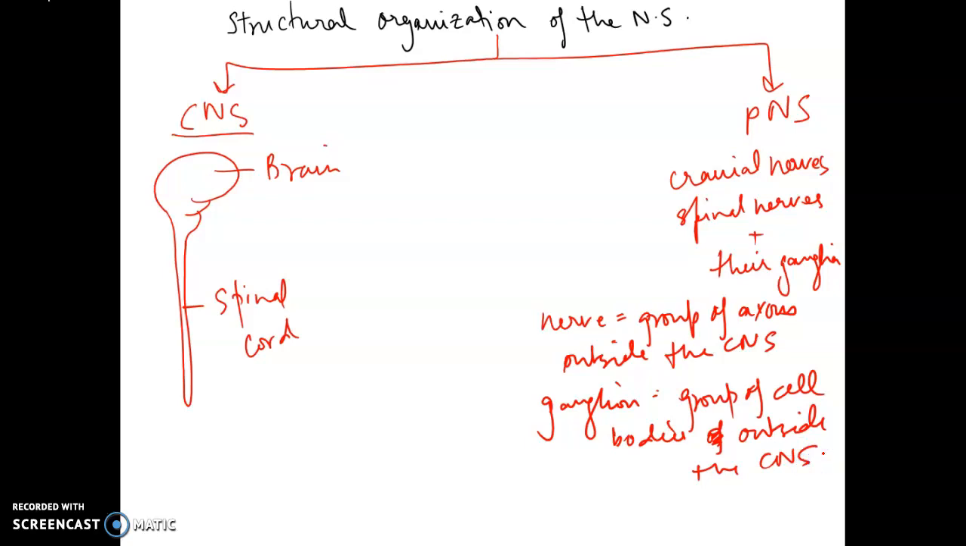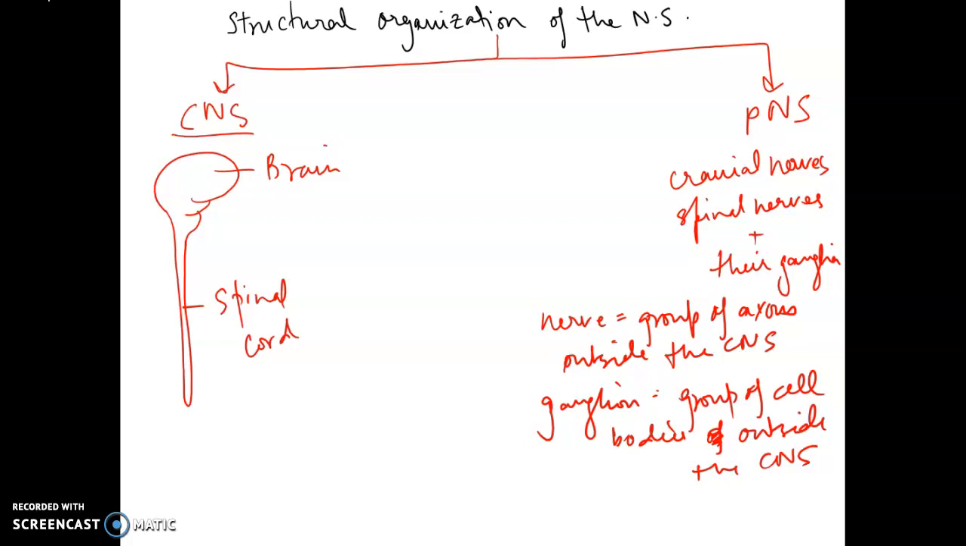So what's the key point here? The key point is the peripheral nervous system lies outside the central nervous system, made up of cranial nerves, spinal nerves, and their ganglia. Nerve, how do we define nerve? Group of axons outside the central nervous system. Ganglion, group of cell bodies or soma outside the central nervous system. Really important concept. There will be so many times in Unit 5 where we will talk about nerves and ganglia, so make sure you understand these two terms.